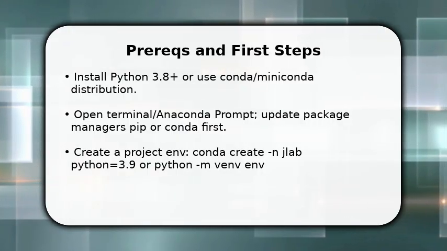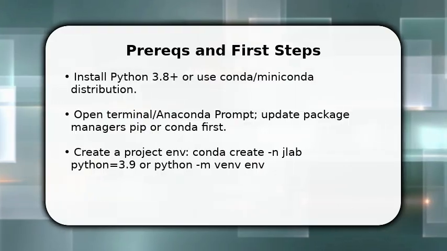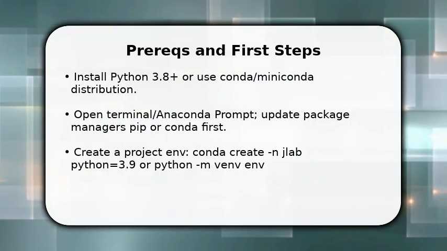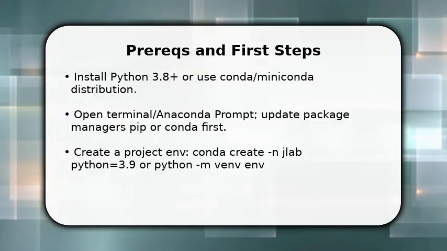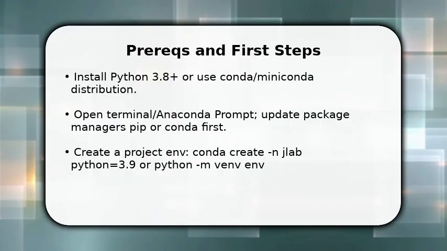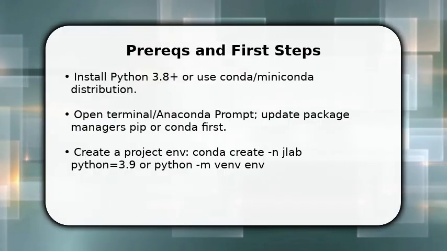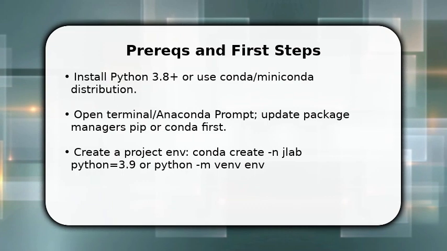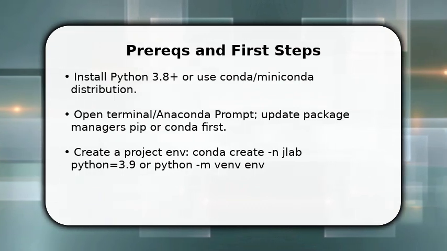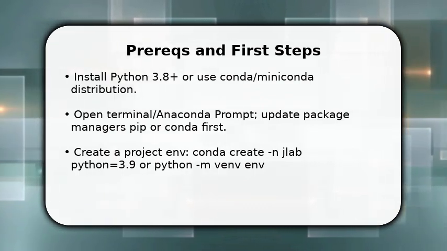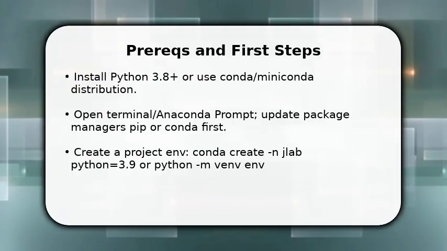Next, create an isolated environment: conda create -n jlab python=3.9 or python -m venv env to avoid dependency conflicts. Activate that environment now. Activating ensures the packages you install go into the correct workspace and not the system-wide Python, where they could break other projects.